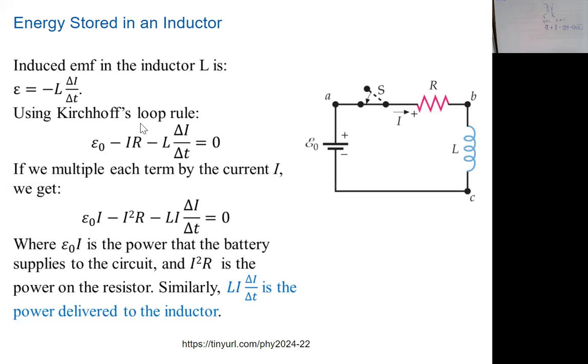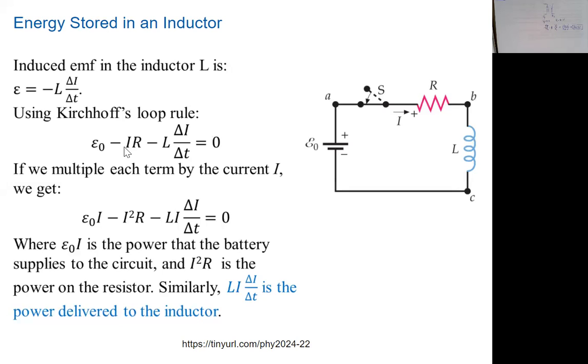Now we can use Kirchhoff's loop rule here. Going through the whole loop, you will end up with the voltage change being 0. Starting from here to here, when you cross it, it's positive, and then when you go through the resistor, it's negative. Then going through here, this is the induced EMF, minus L times delta I over delta t. That equals 0.